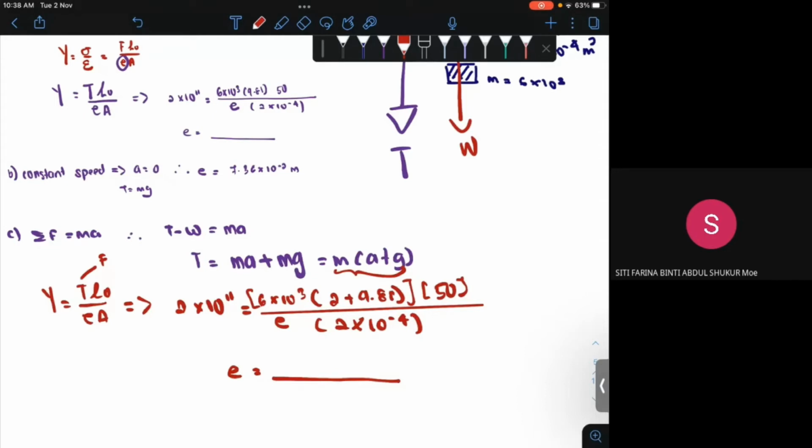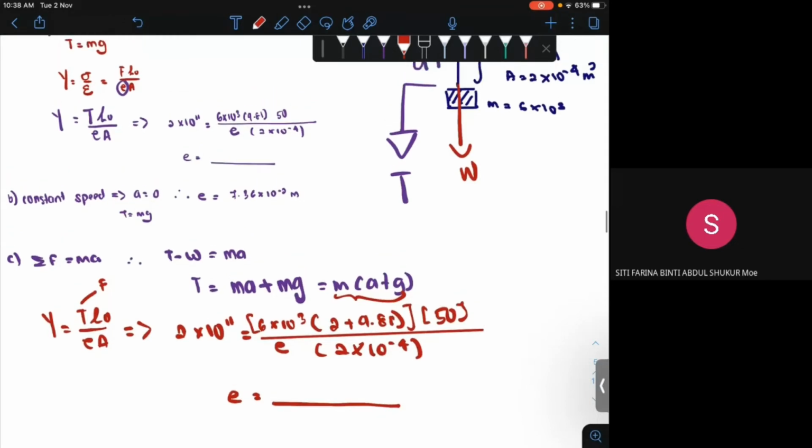Your new elongation akan lagi besar sikit daripada case tadi sebab tension kamu besar lagi daripada tension di soalan A dan B. Tension di soalan A dan B adalah mg sahaja. So tension di soalan C adalah mg plus ma, lagi besar ni nanti. We're going to get something greater lah.